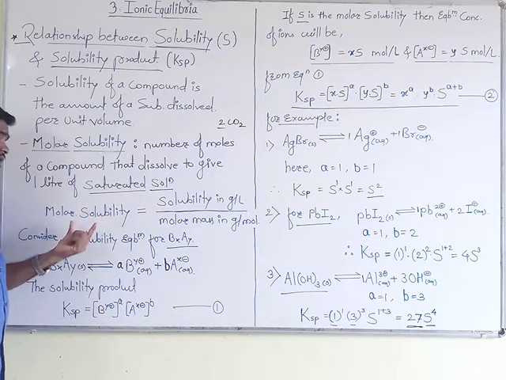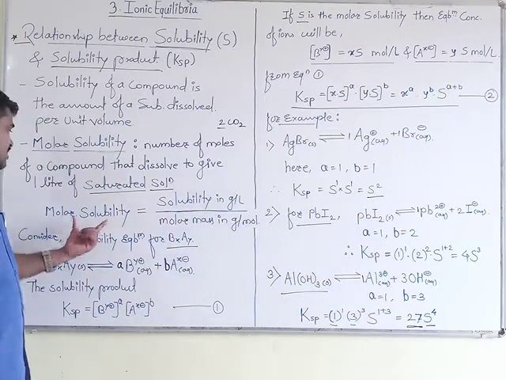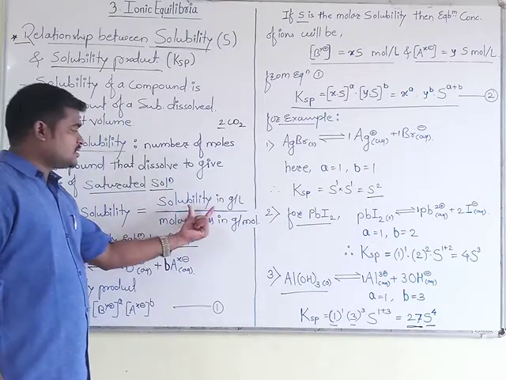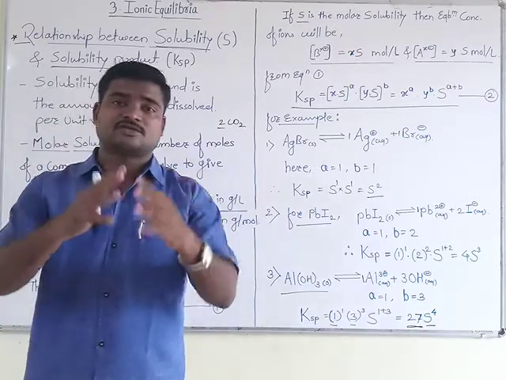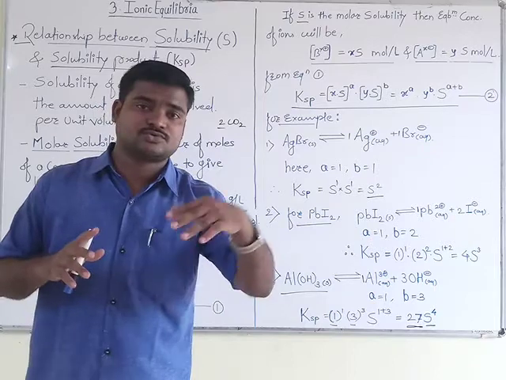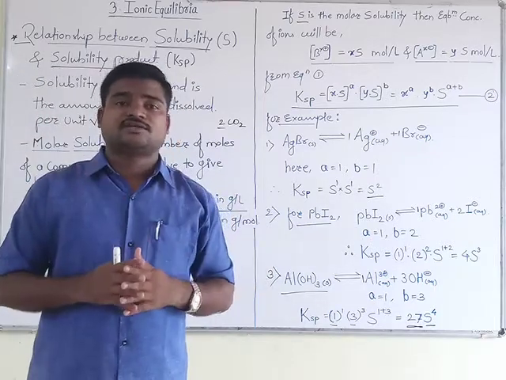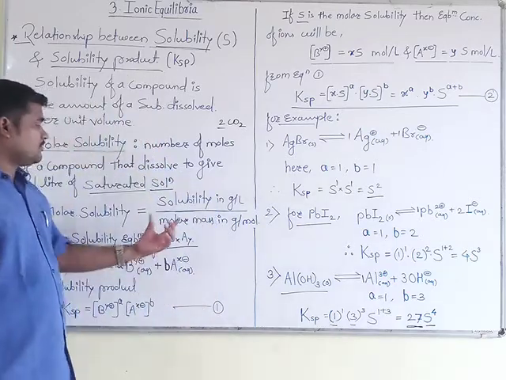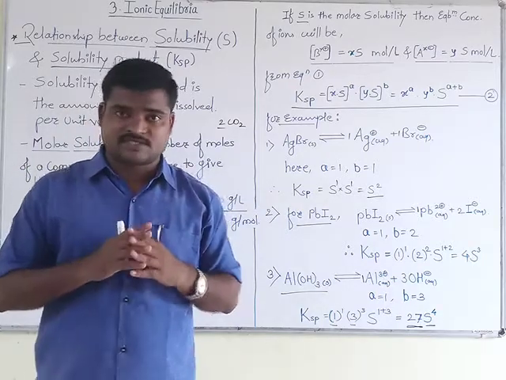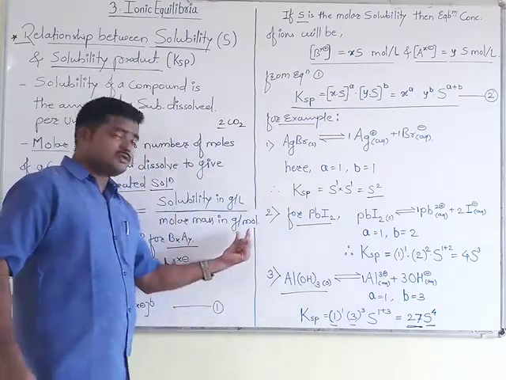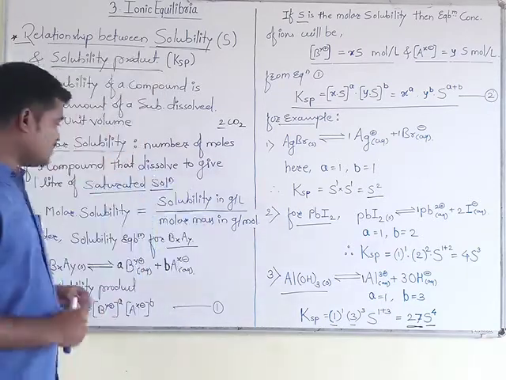We can also state that term as a formula: molar solubility is nothing but the solubility in gram per liter divided by the molar mass in gram per mole. For those chemical substances which we are going to dissolve to make a solution of fixed concentration, we first have to calculate the molar mass, and we put that in this formula in gram per mole. This is a very important thing you should keep in mind.